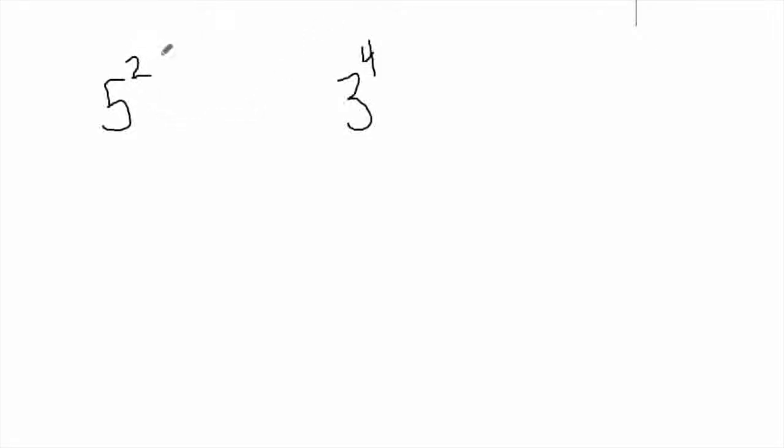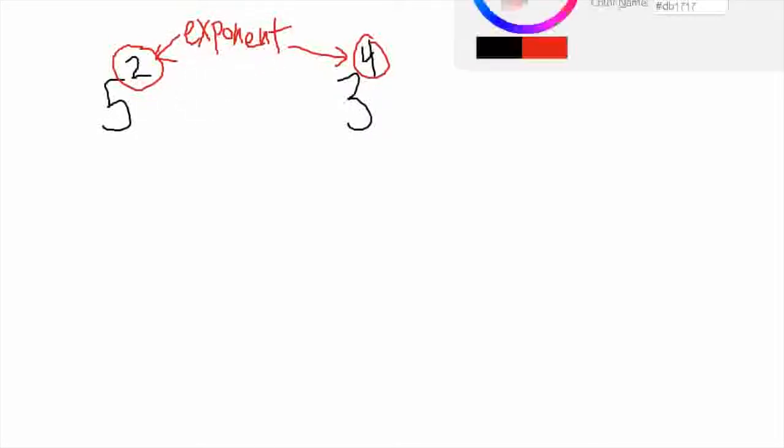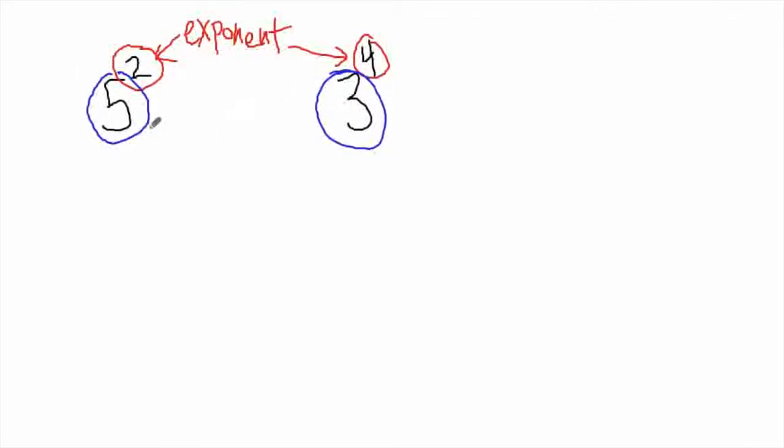So when I put a little 2 there, this is called an exponent, the little number floating right there. The 4 is another exponent. And the big number, what the exponent is next to, this is called the base. Those words are important to know, but that's not the main thing I want you to get out of this video.